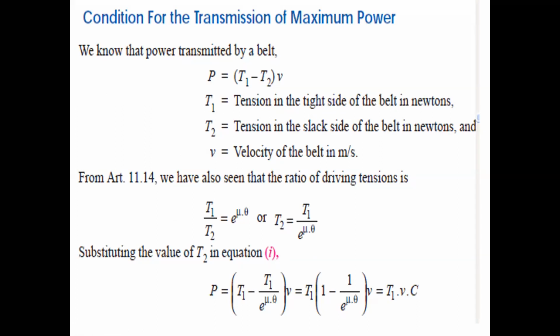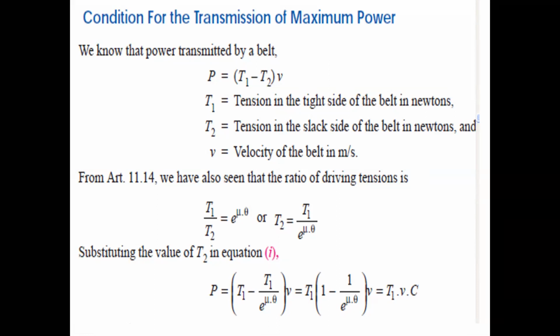Now the next condition is the condition for transmission of maximum power. How do we calculate the maximum power? We already know the formula: the power transmitted by the belt drive is P equals T1 minus T2 into V.